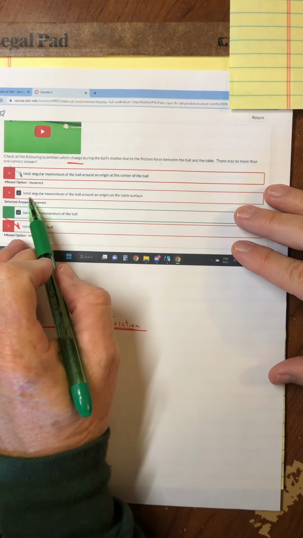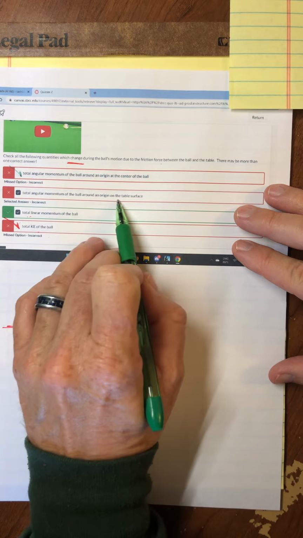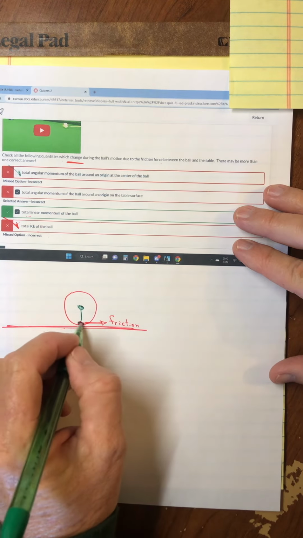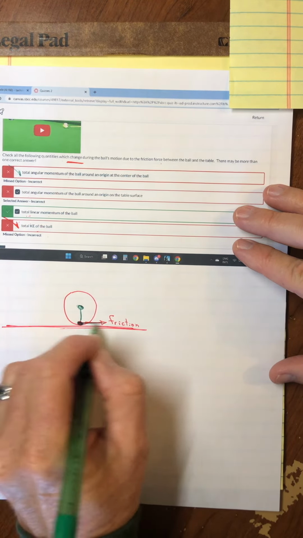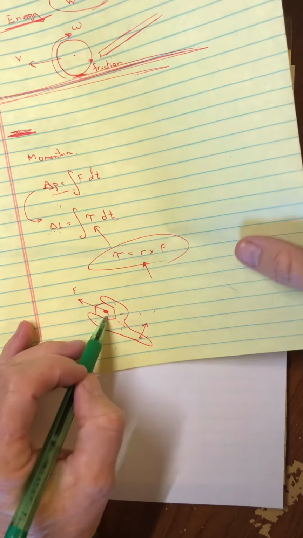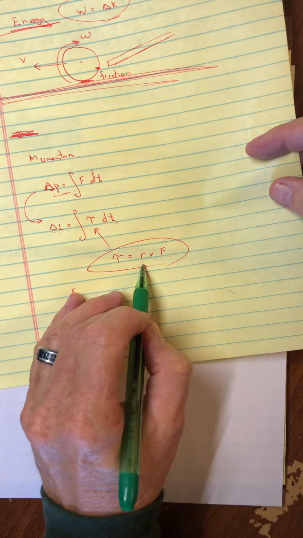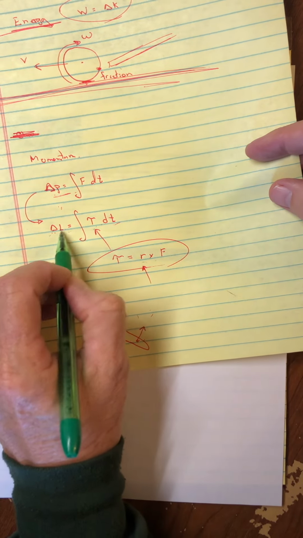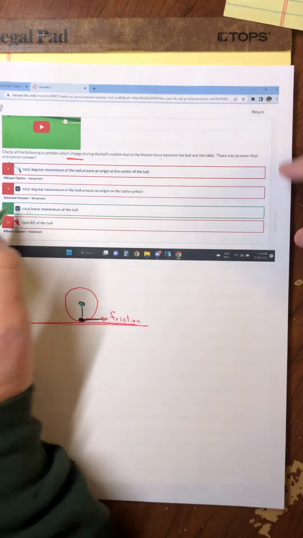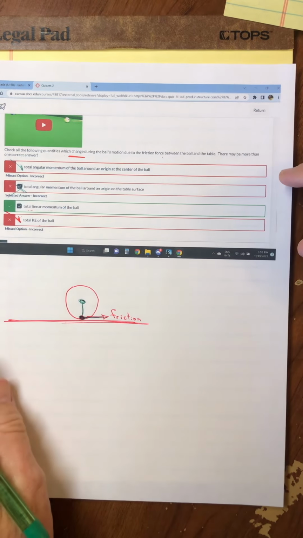But here, the total angular momentum of the ball around an origin on the table's surface, this is where the force actually acts. This is a force at the rotational axis, and therefore your R is 0, therefore there's no torque, and if there's no torque, there's no change in angular momentum. So this one should not be checked.